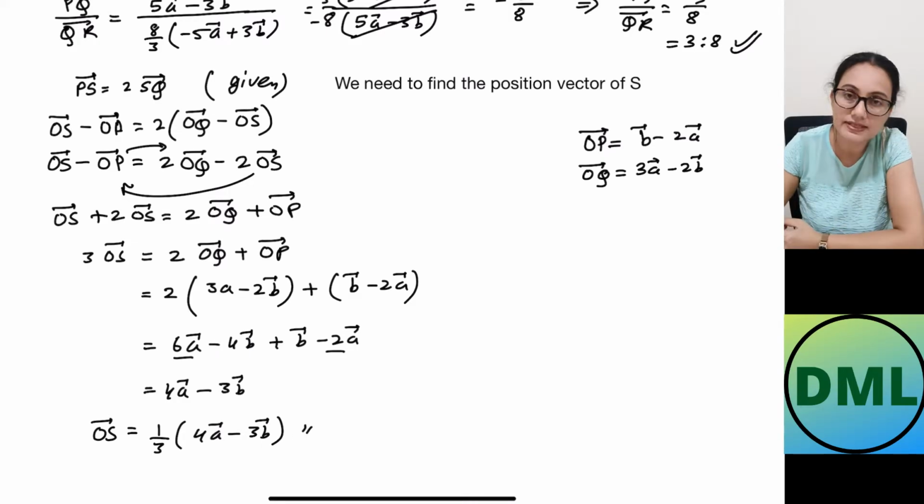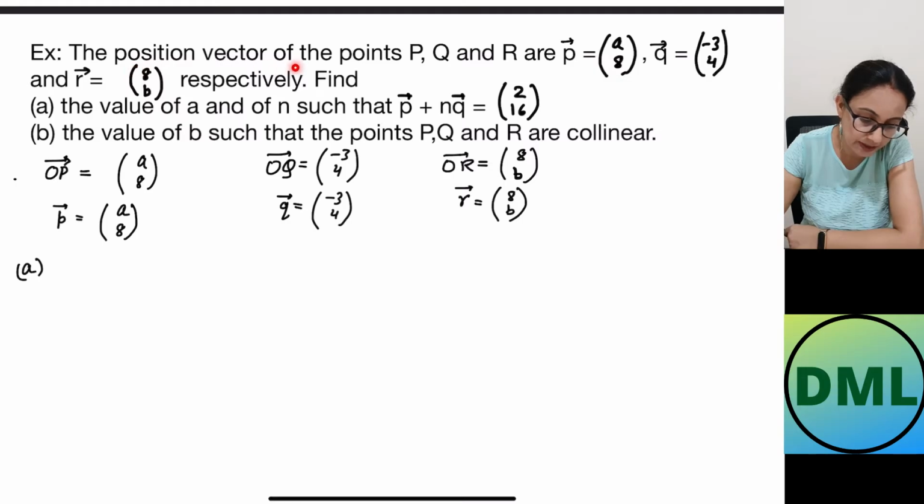Let's see one more example. The position vectors of the points P, Q and R are small vector p, (A, 8) in column vector form, vector q is (-3, 4) and vector r is (8, B) respectively. Find the value of A and of N such that p plus Nq is equal to (2, 16) in column vector form, and the value of B such that the points P, Q, R are collinear.